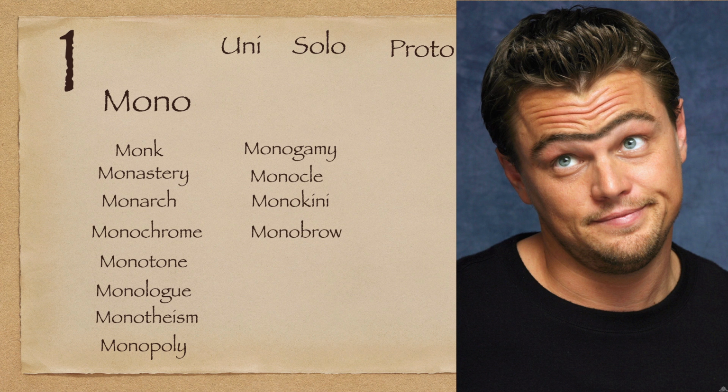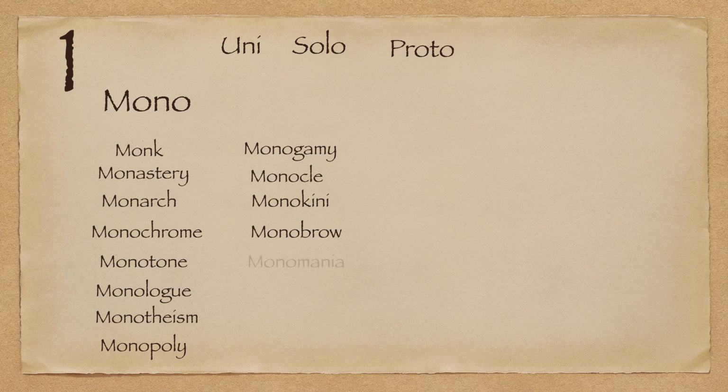Moving on. Monobrow. Okay, mono means one, and we know what an eyebrow is. So monobrow is when your two eyebrows merge together to form one eyebrow. Okay, so that's monobrow.